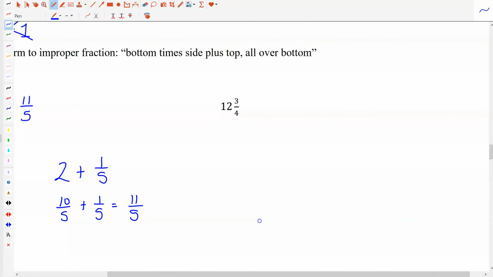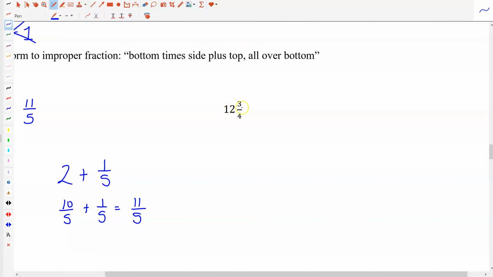So just to kind of repeat that process over here on this next example, the 12 3/4. All right, so I'm going to do bottom, which is 4, times the side, which is 12, plus the top, which is 3, and it's going to be all over the original bottom, which is 4. So then upstairs I would have 4 times 12, which is 48, plus 3, which is 51, all over the original denominator, which is 4. So 12 3/4 is equal to 51/4 in its improper form.